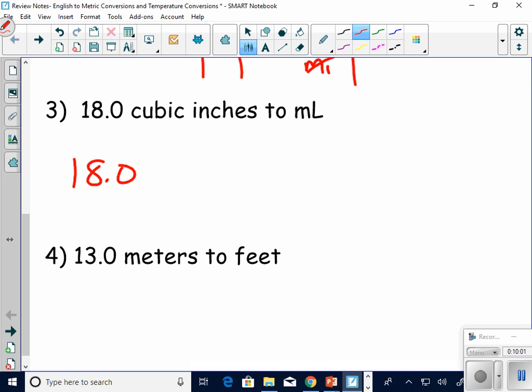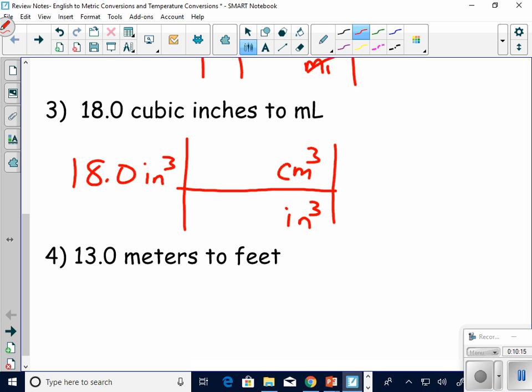18 cubic inches. I'm going to convert that from cubic inches into cubic centimeters. My multiplication factor that I see is 16.39 over 1.